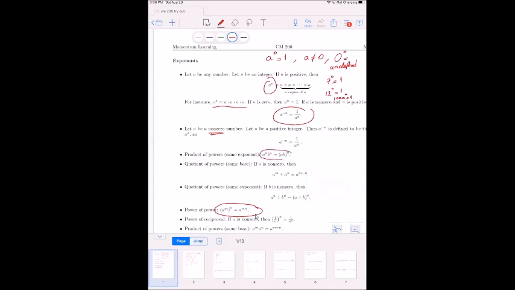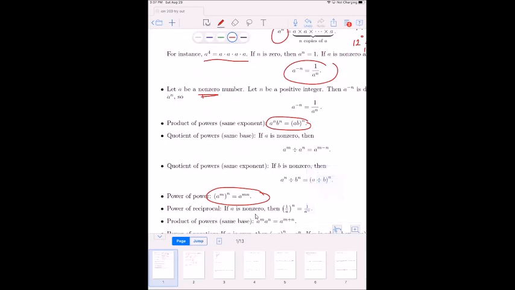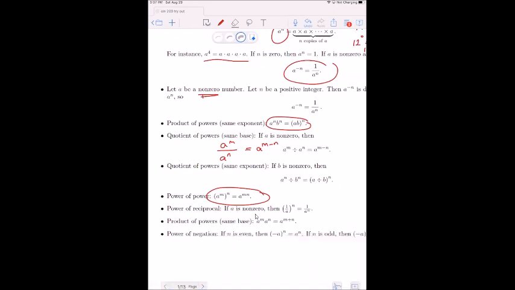Here we have, as you see, a to the power of m divided by a to the power of n. I can show you here a to the power of m over a to the power of n as a fraction. It's going to be a to the power of m minus n. If you don't understand anything, you can text to me again.